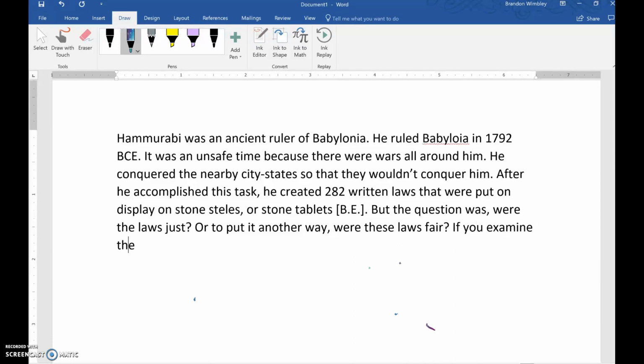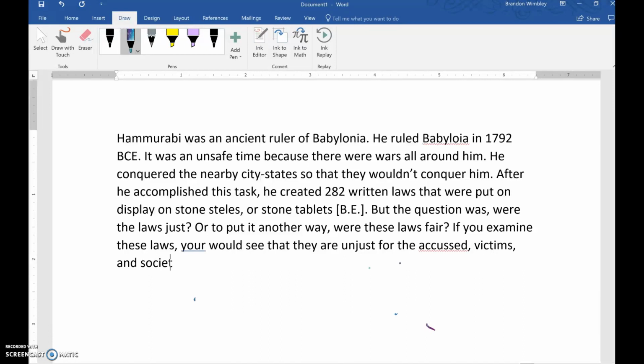If you examine these laws, you would see that they are unjust for the accused. Remember, we're going to come back and correct at the end. The victims and society.